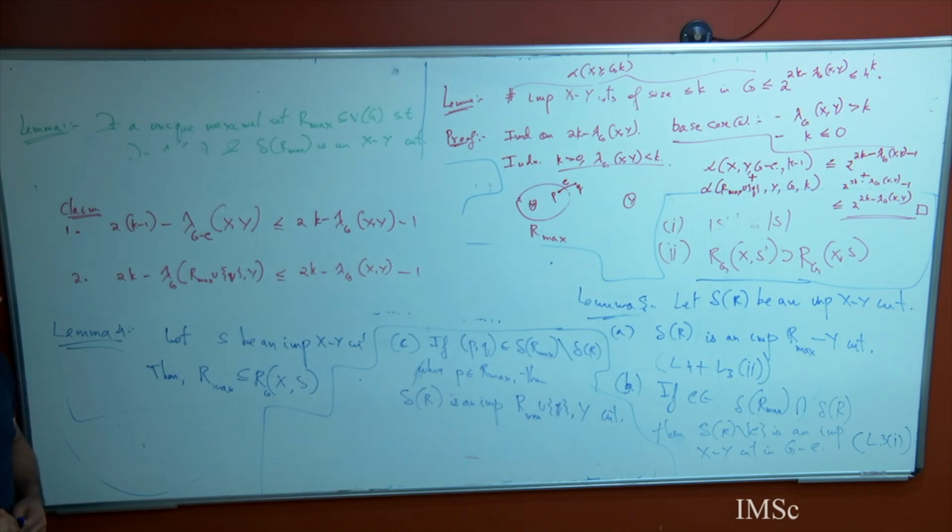So to sum up, what have we seen today? Well, we've looked at the definition of a new object called important cuts. We've seen that important cuts of bounded size are bounded in number. So in the next lecture, you will see why this is very, very useful when you try to prove fixed parameter tractability.